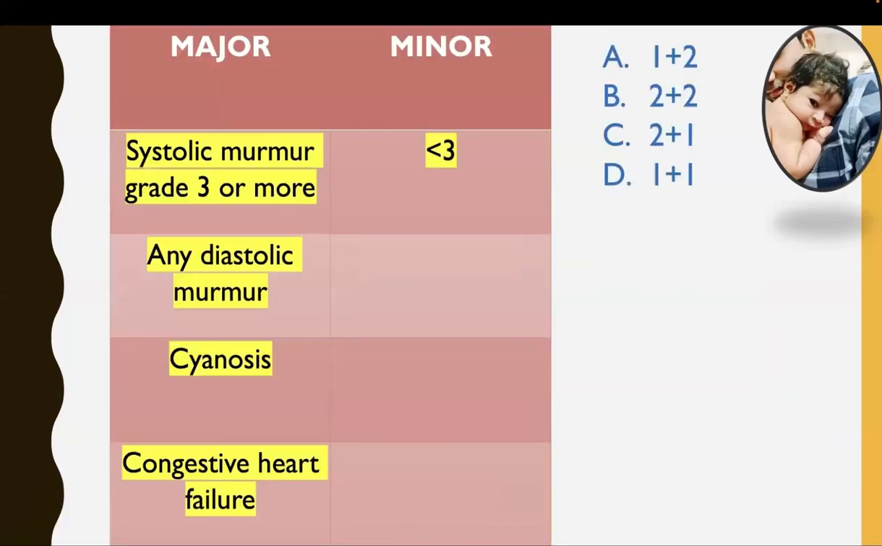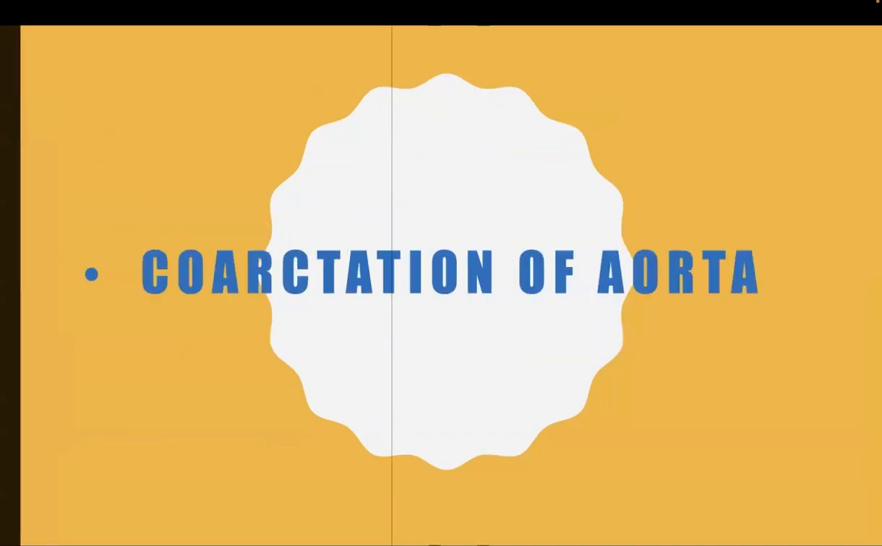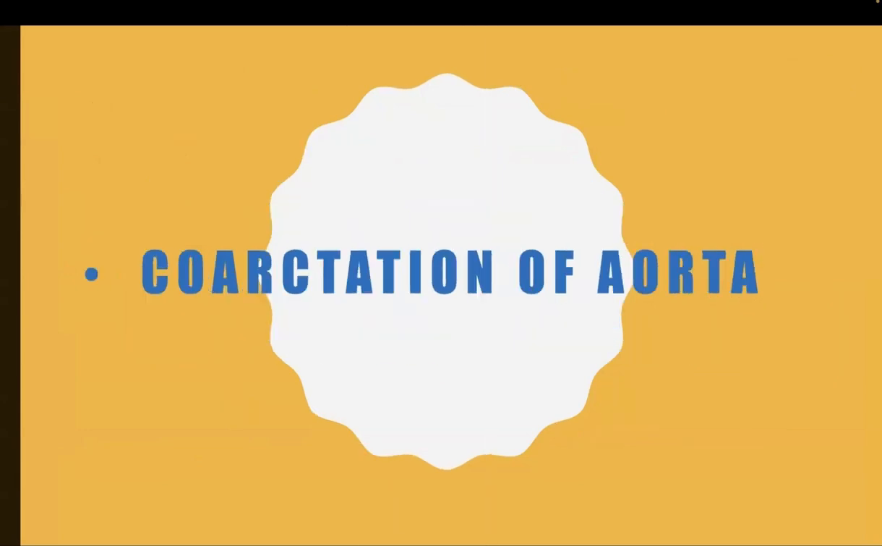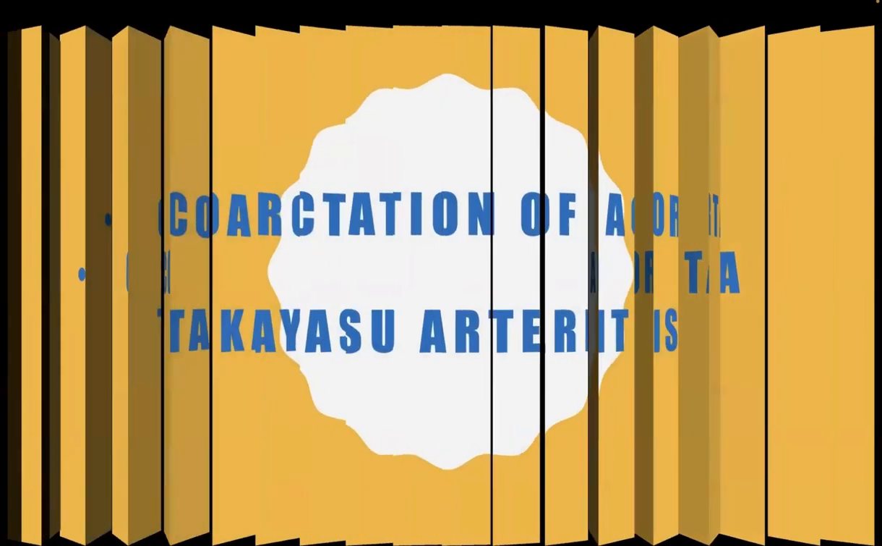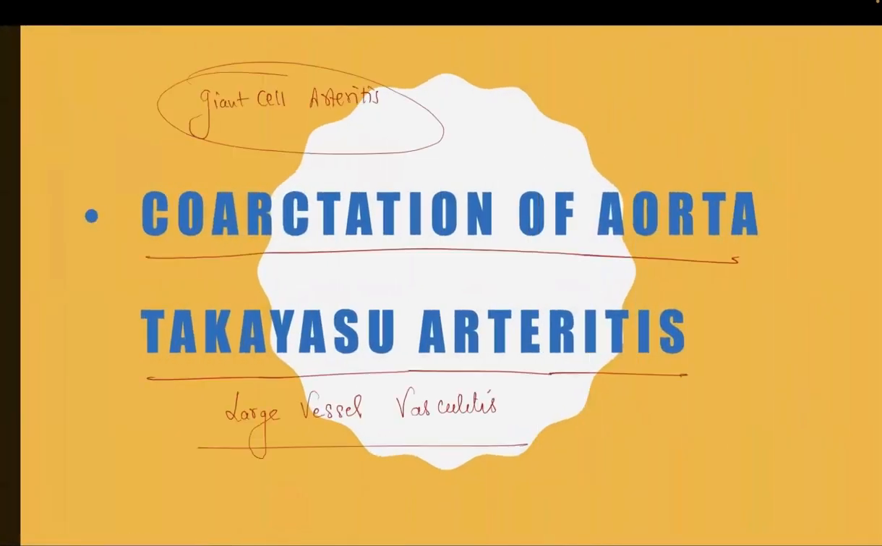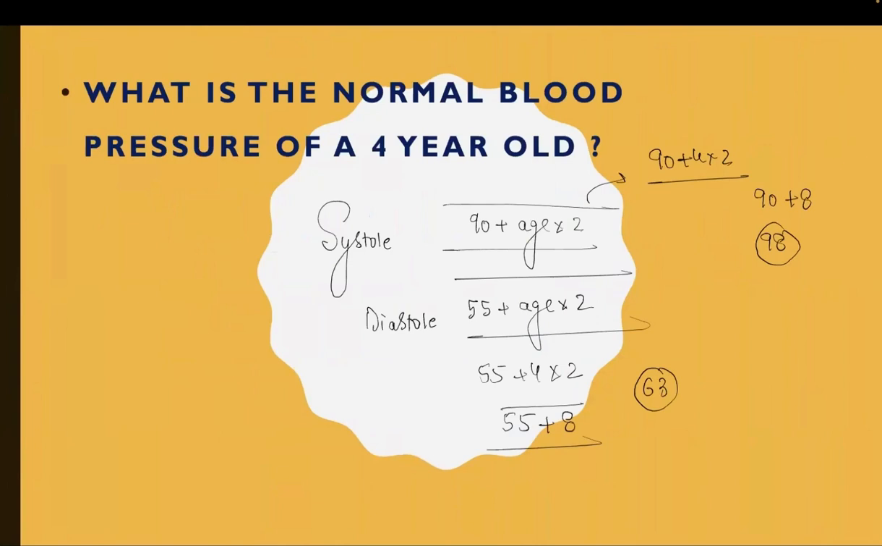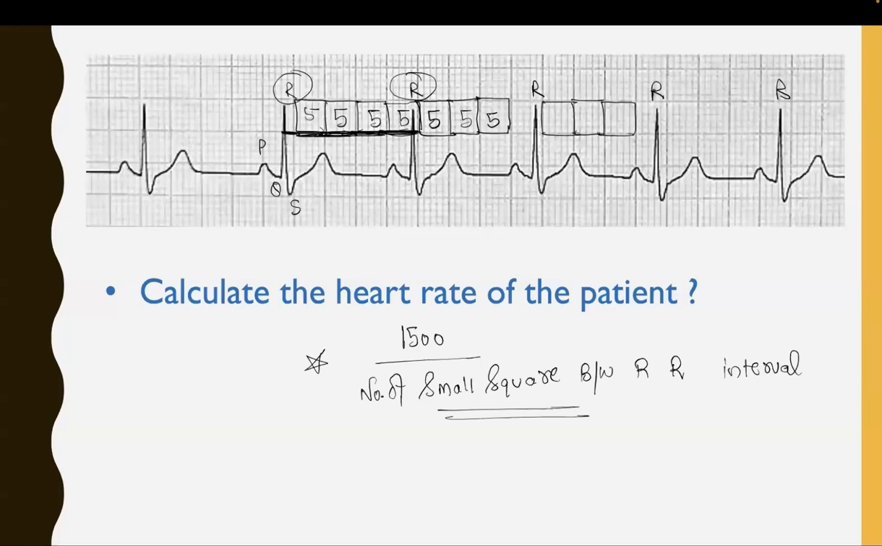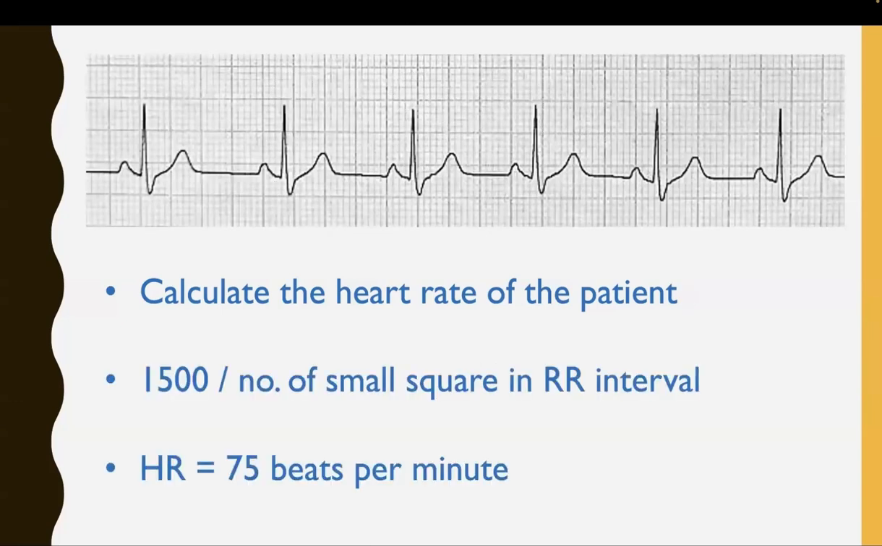Let's have a very quick revision of whatever we have spoken. We spoke a lot of nice questions. In this beautiful class, I got an idea regarding the causes of radiofemoral delay, mainly coarctation of aorta, aortic stenosis, and Takayasu arteritis, which is a large vessel vasculitis. Then we got the formula of 90 plus H into 2 for systole and 55 plus H into 2 for diastole. Then also I got the idea regarding calculating the heart rate in the ECG: 1500 upon the number of small squares between the RR interval. This part was done.